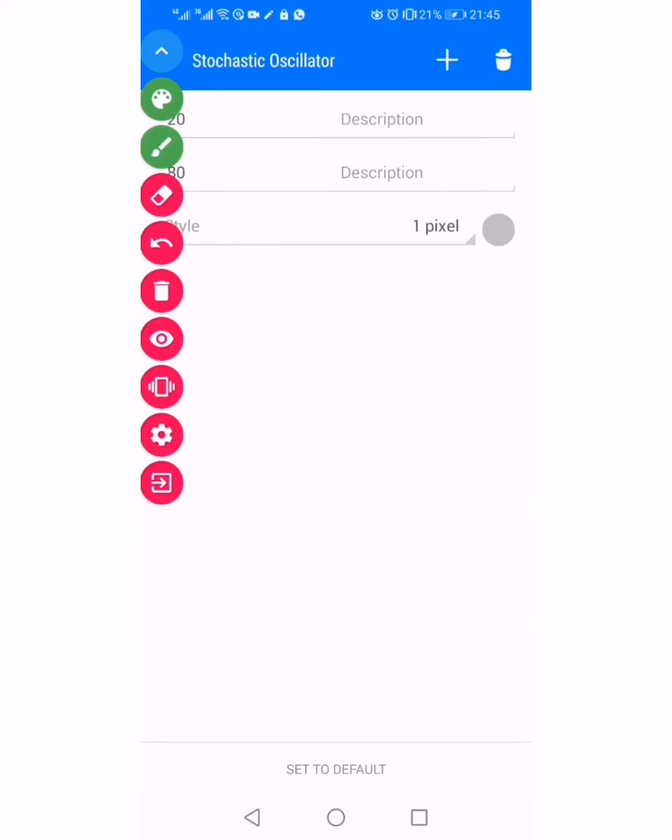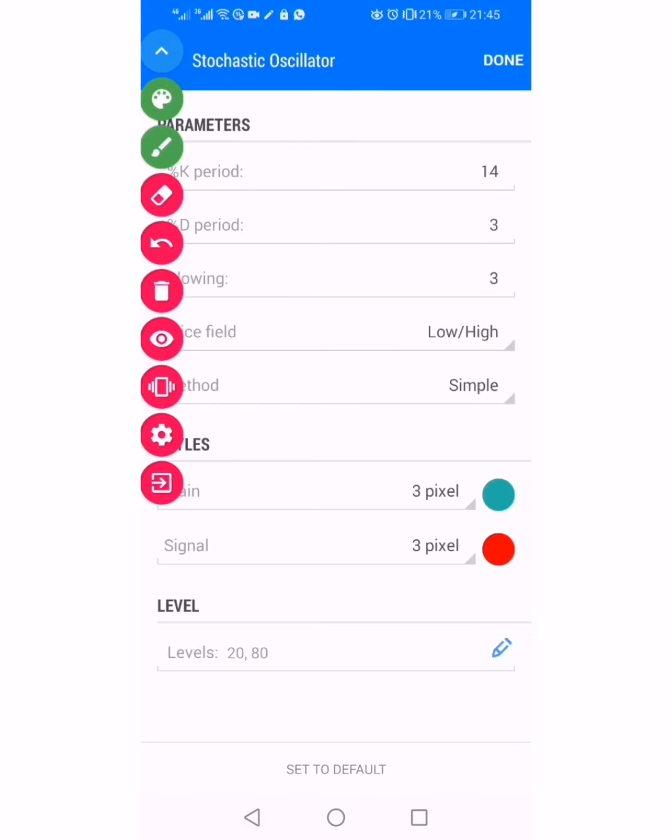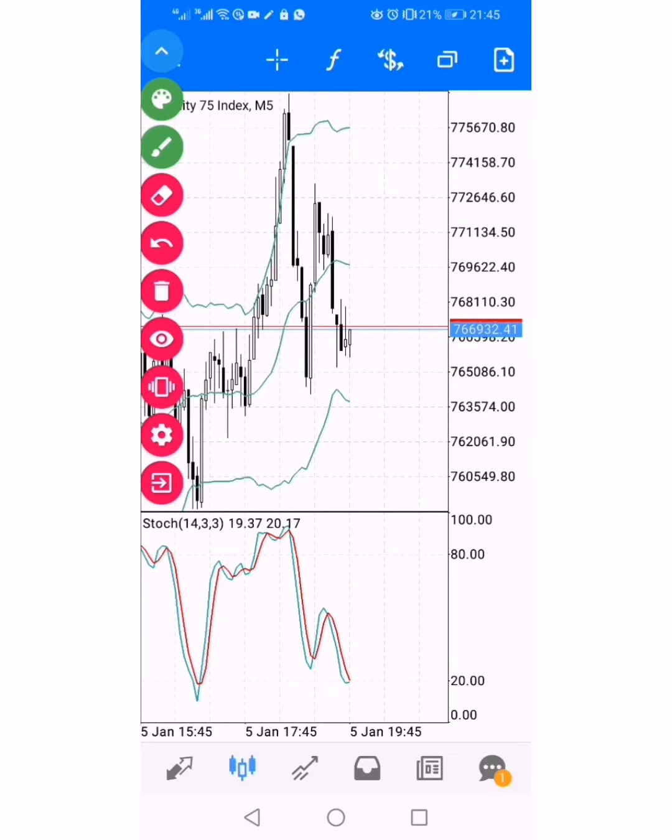And our levels, which are going to give us signals, should be your 20 and your 18. All right, done and dusted. These are our two moving averages. All right, so how do you make this work?